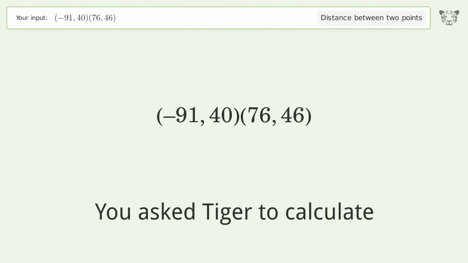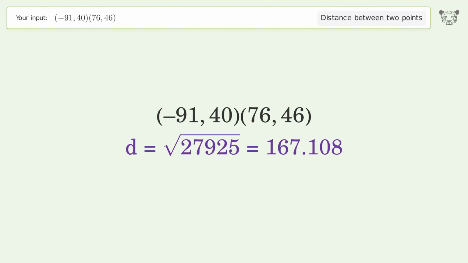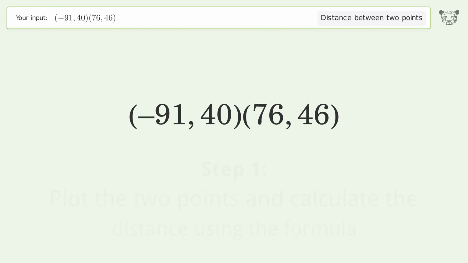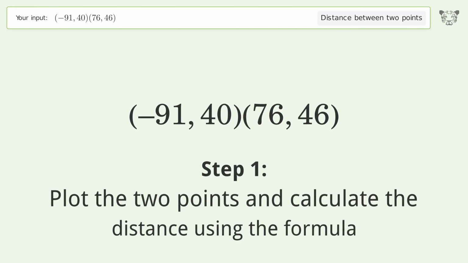You ask Tiger to calculate. This deals with the distance between 2 points. The distance between the 2 points is the square root of 27,925 or 167.108. Let's solve it step by step. Plot the 2 points and calculate the distance using the formula.